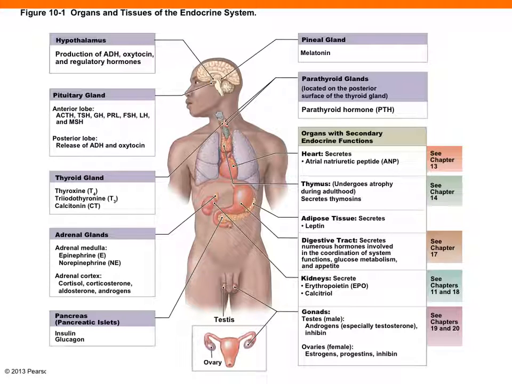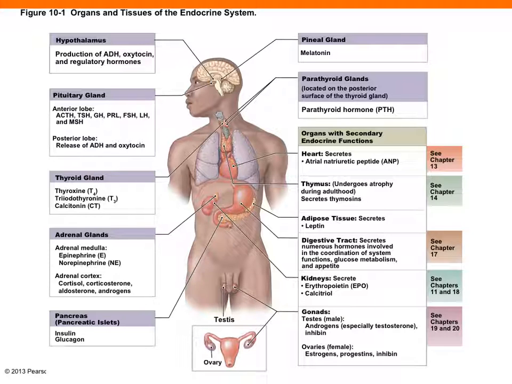The thyroid gland produces thyroxine and calcitonin. The adrenal glands: the adrenal medulla produces epinephrine and norepinephrine, and the adrenal cortex produces cortisol, corticosterone, aldosterone, and androgens. The pancreas, the pancreatic islets, produce insulin and glucagon. The pineal gland produces melatonin. The parathyroid glands produce parathyroid hormone.